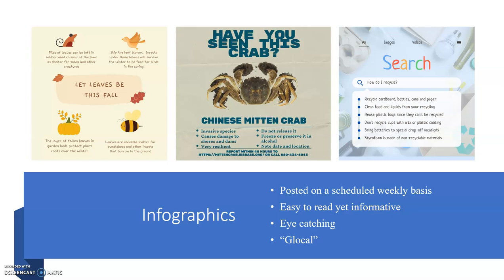Captions for each post were written with more information that could not be included in the infographic itself, with the intention of creating a dialogue between the Connecticut Audubon Society and those who viewed the posts. Hashtags were added at the end of each post that related to each infographic respectively to increase views of those who did not follow Connecticut Audubon Society.